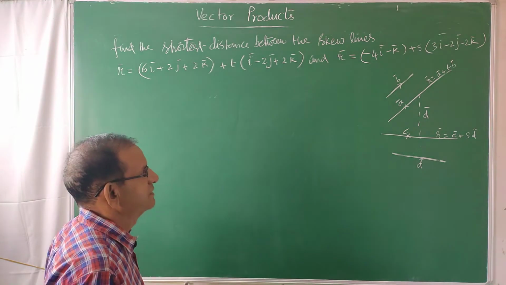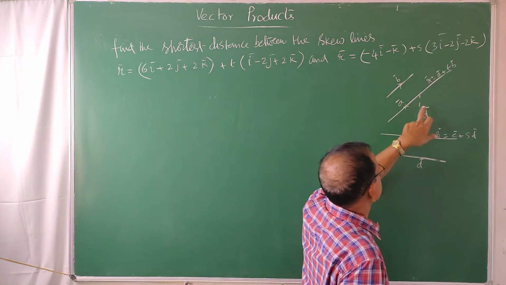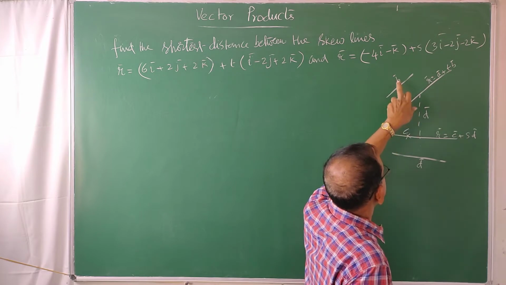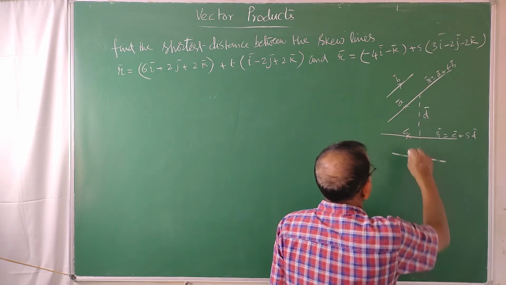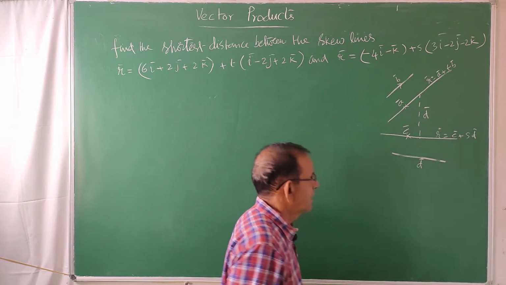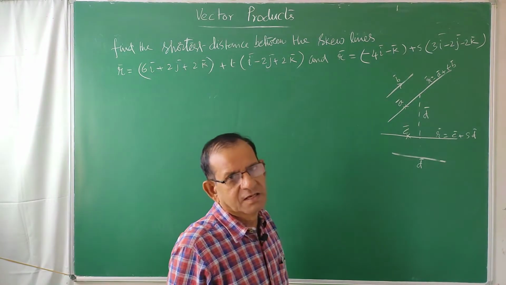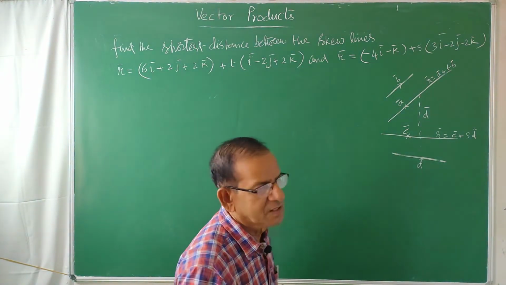Now the first line is in the form r bar equals a bar plus t b bar, that is, passing through the point a bar and parallel to the vector b bar. The second line is passing through c bar and parallel to the vector d bar. So that is r bar equals c bar plus s into d bar. You have to find the shortest distance between those two lines.